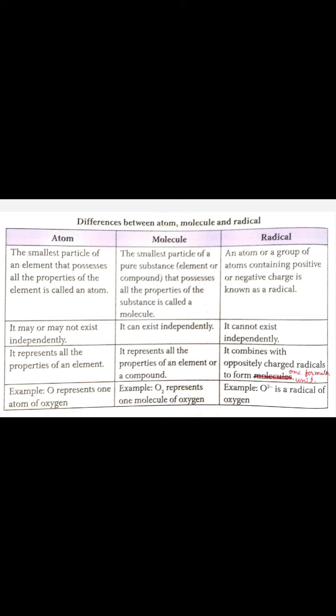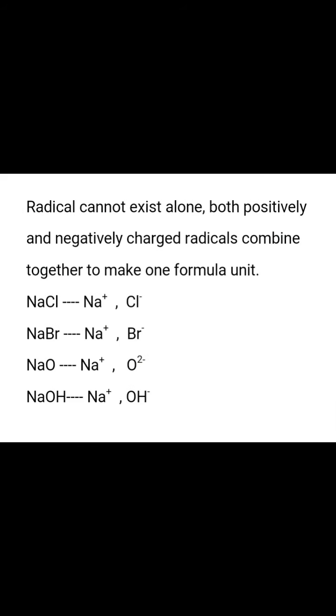O with 2 negative at the top, it does not represent 2 atoms. Okay, it represents 1 atom of oxygen has 2 negative charge. So now in this situation this is radical. Okay, so then O2 negative is a radical of oxygen. That's all. These things we have discussed.